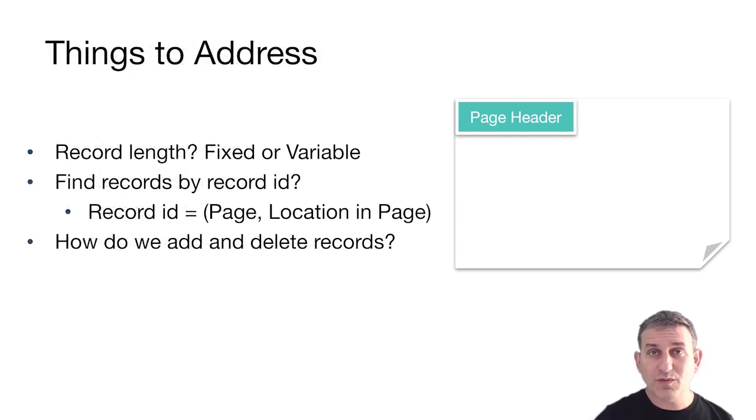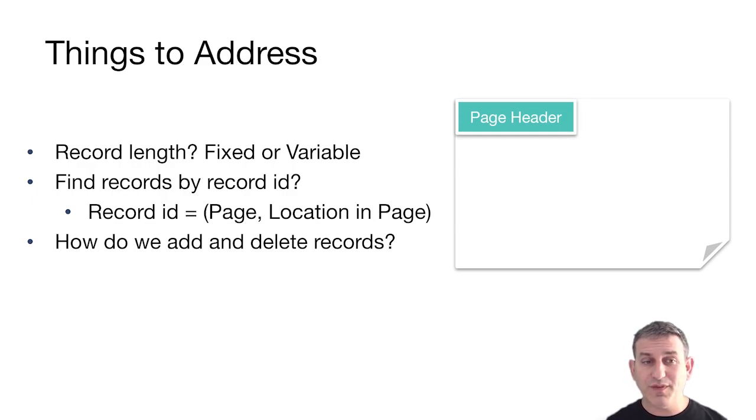So here are some questions that we're going to need to address in the design of our page. Are our records all going to be the same length? That's what's called fixed length. Or are they going to vary? Different records will be different lengths. That's called variable length. So we have to know whether our records are fixed length or variable length, because we're going to design our page layouts differently for fixed and variable length records.